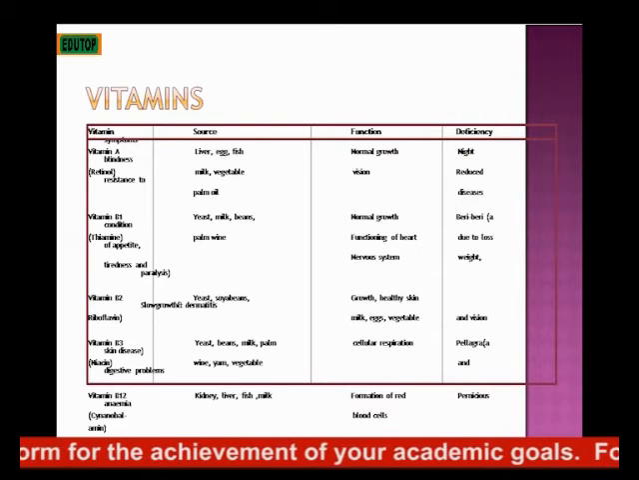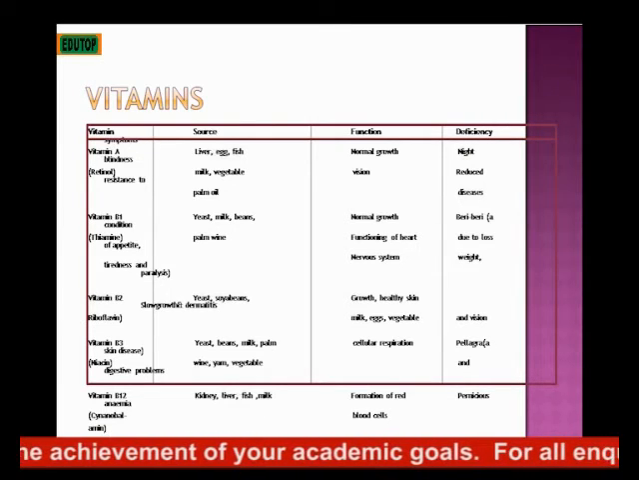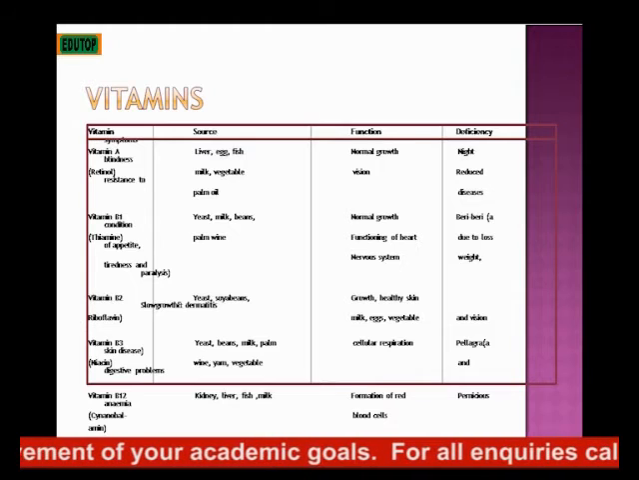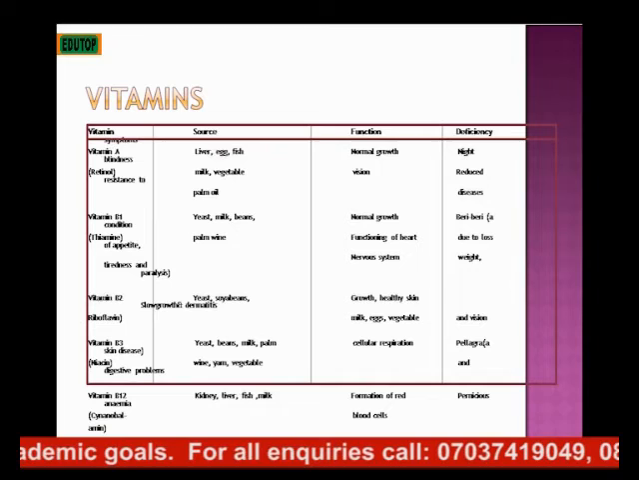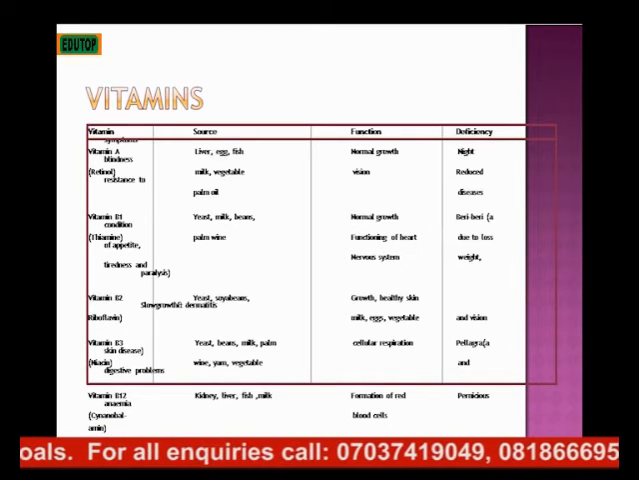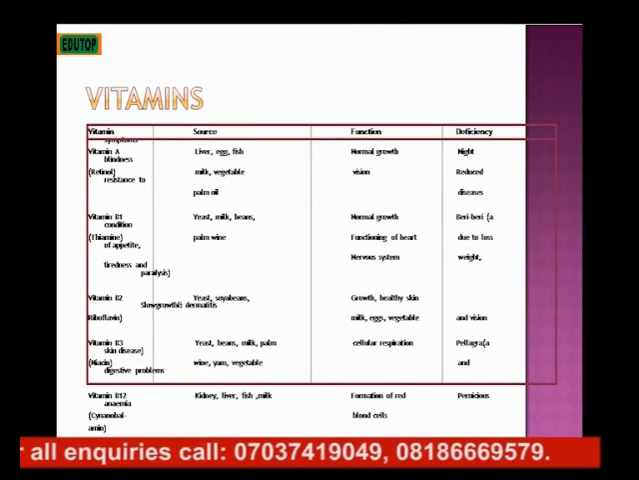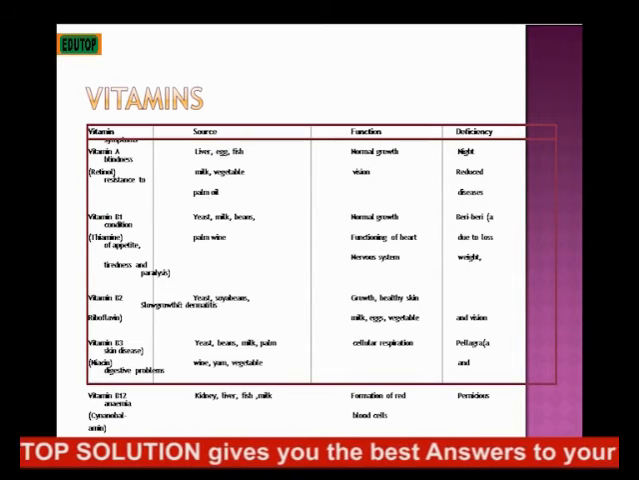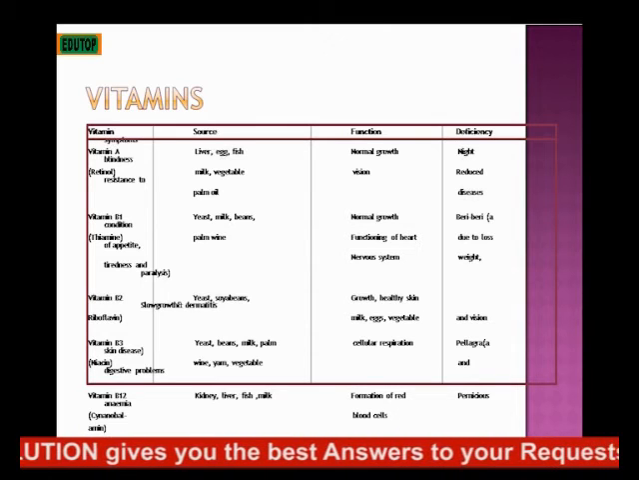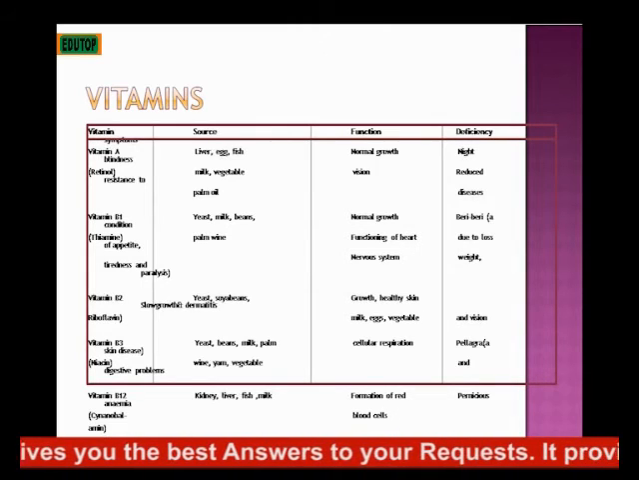And an example of the deficiency, when thiamine is not present in the body, you have what is called beriberi. That is a condition that is due to the loss of appetite. Then it leads to loss of weight, tiredness, and paralysis. So that is when there is deficiency of vitamin B1.